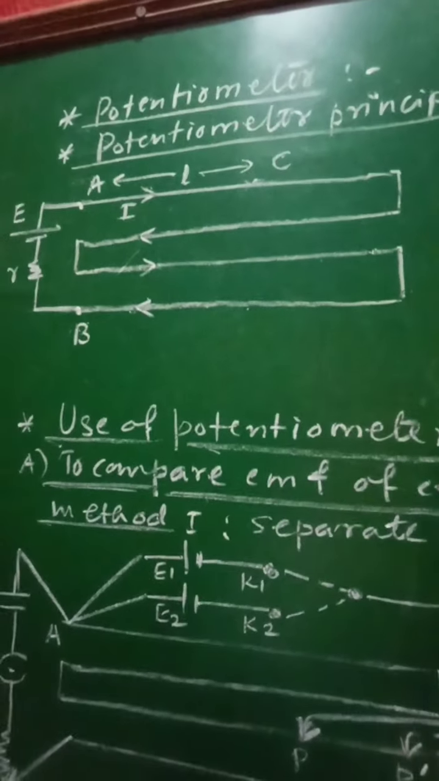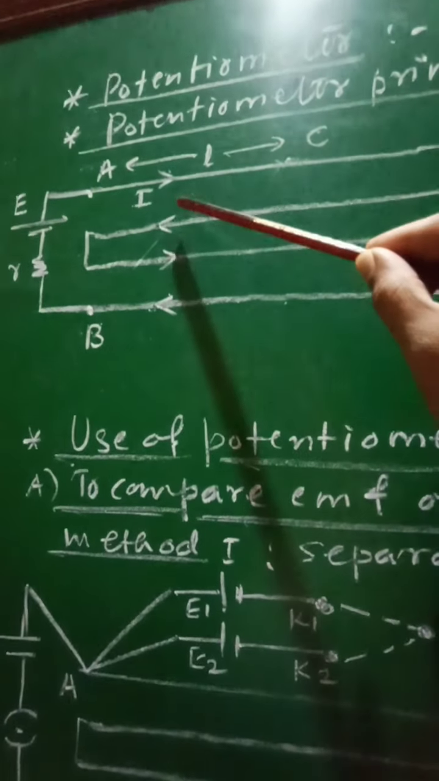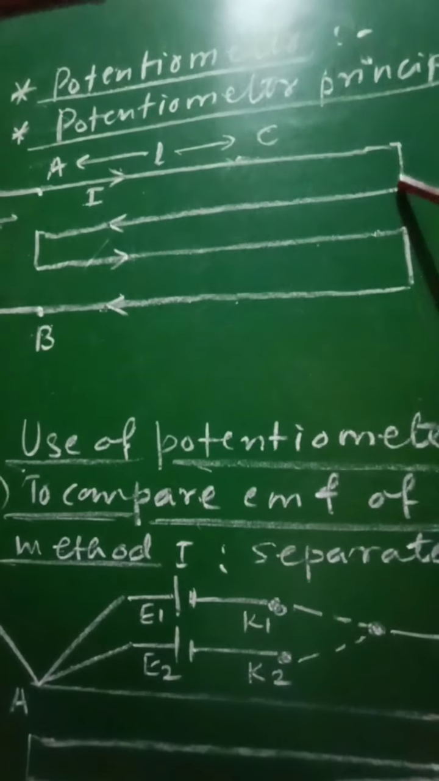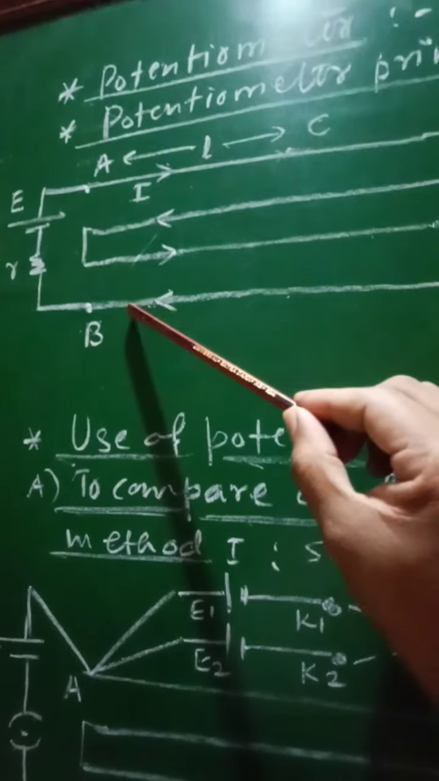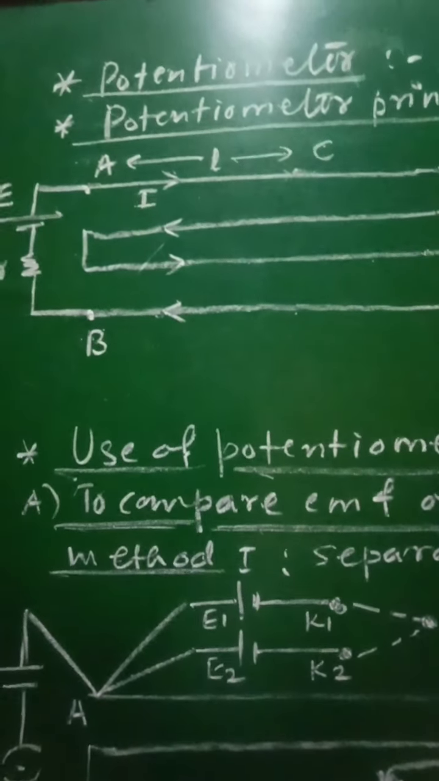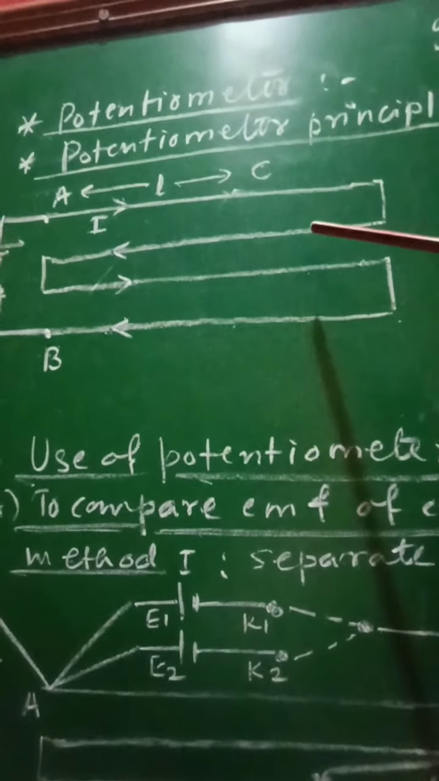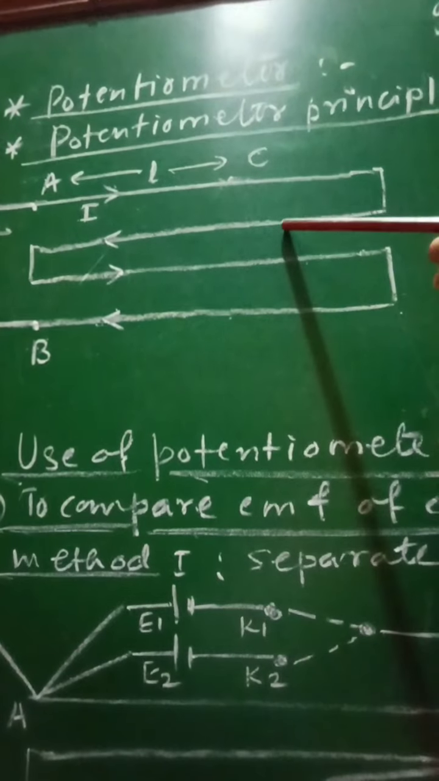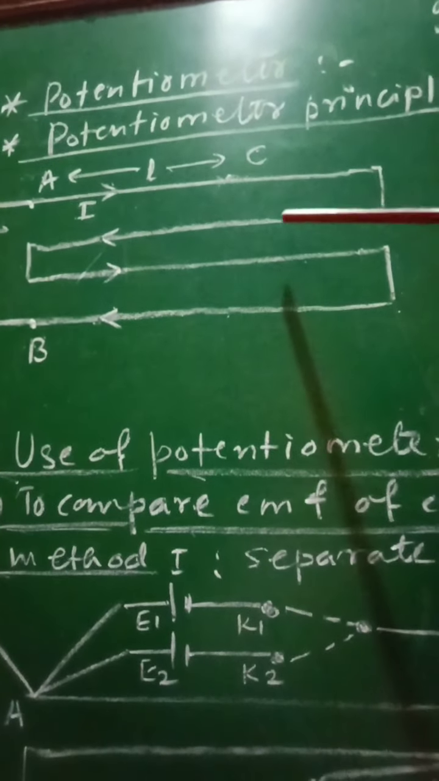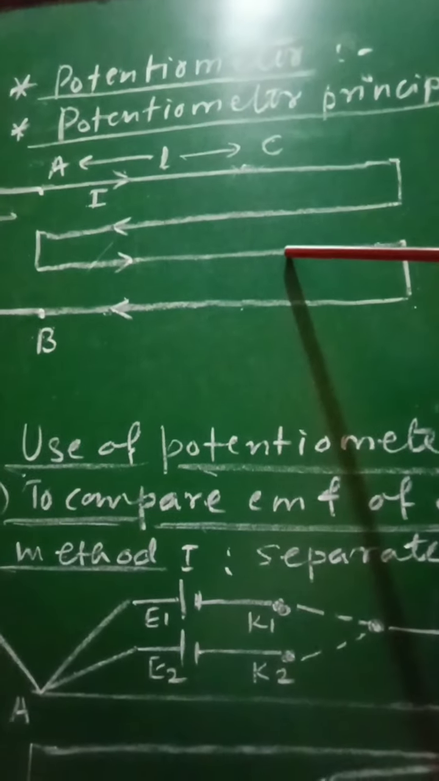Let us see the working principle of this potentiometer. It consists of a very long wire AB stretched on a wooden board in the form of large number of segments. Let capital R represent the resistance of this wire, capital L the length of this wire, and the area of cross section of that wire is A.